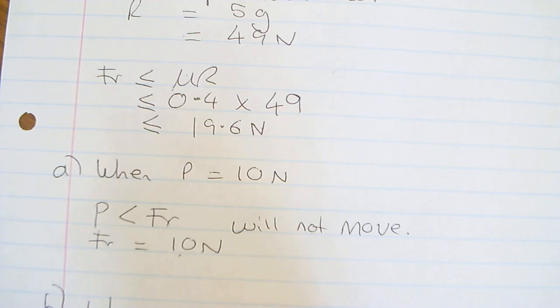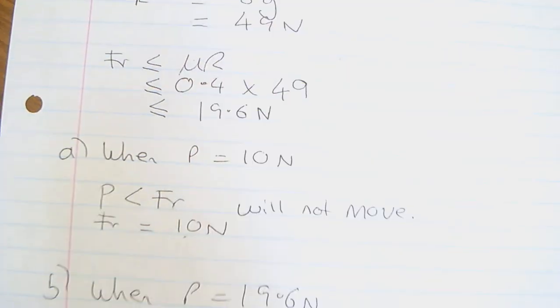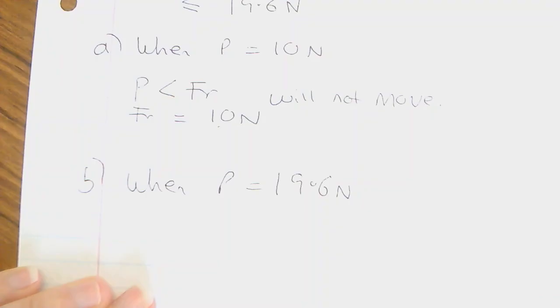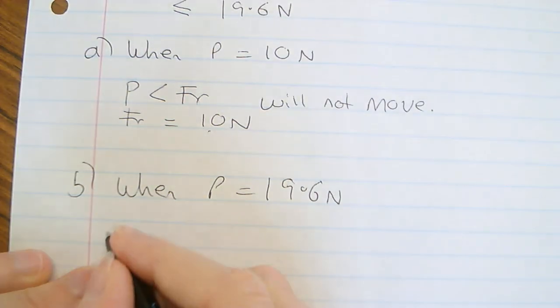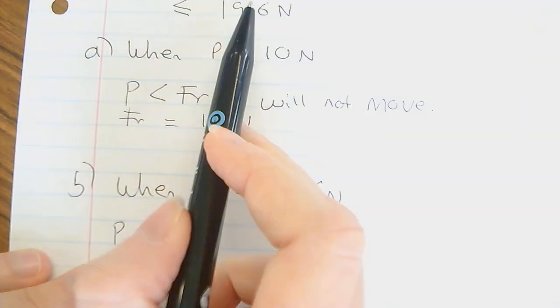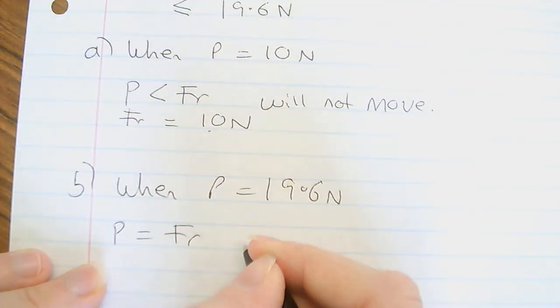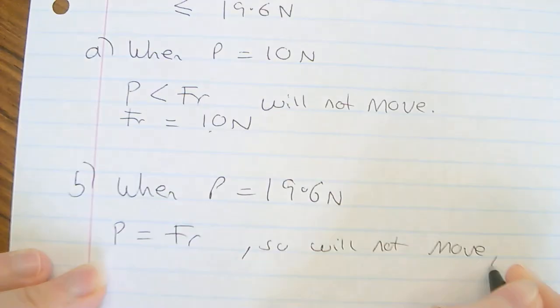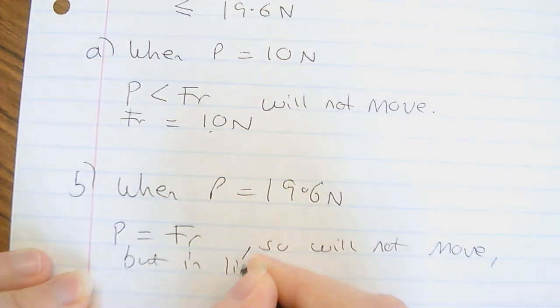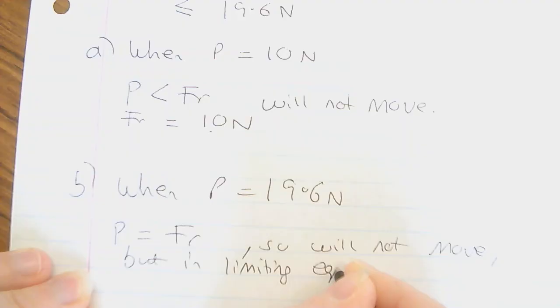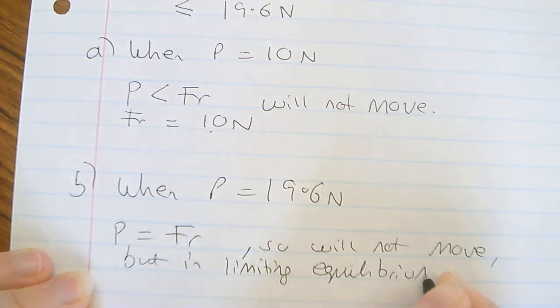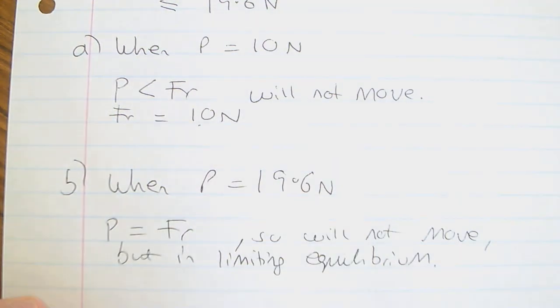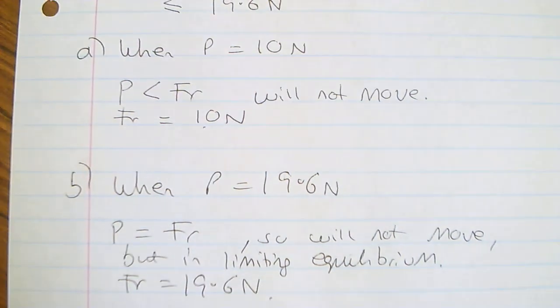Part B, when P is 19.6, this time P is equal to the friction, because remember the maximum friction was 19.6. So again, it will not move, but it is in limiting equilibrium, or limiting friction. So this time friction will also be 19.6.